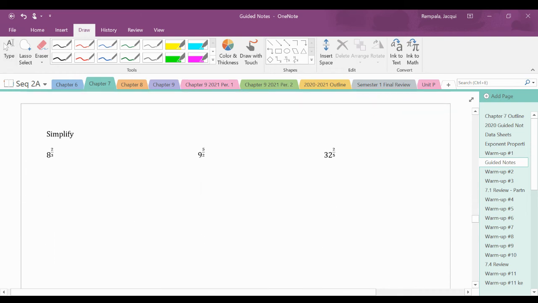All right, on the next page, let's talk about then how we would do problems like this. We have 8 to the 2/3 power. I want to follow the rules like we did in those previous problems. I want to first rewrite this into radical form.